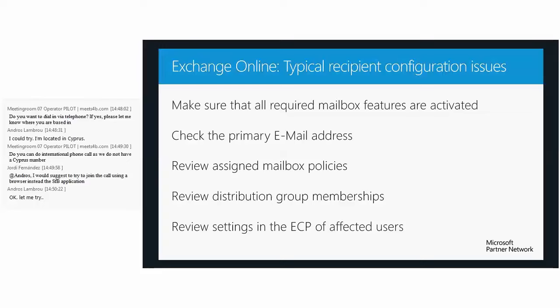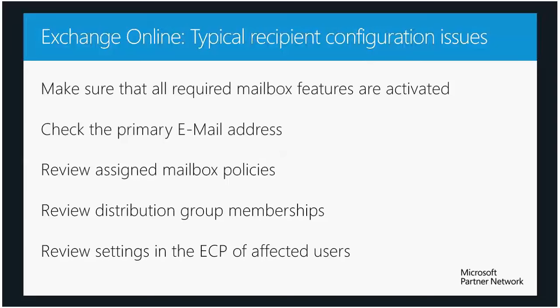One of them is sometimes users try to access some features that weren't activated. For example, someone wants to connect to Outlook, but MAPI is not enabled for that user. And then we have to go in the Exchange Admin Center and check if that feature is activated or not. This can also happen for other mailbox features, maybe archive, so on and so forth.